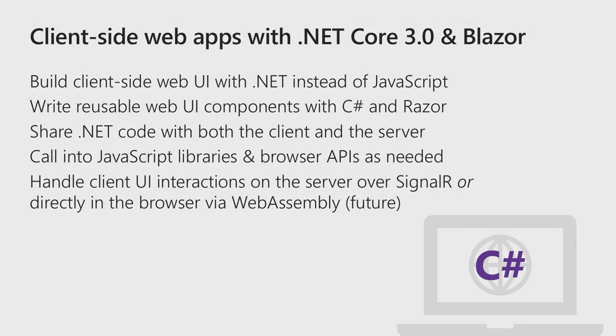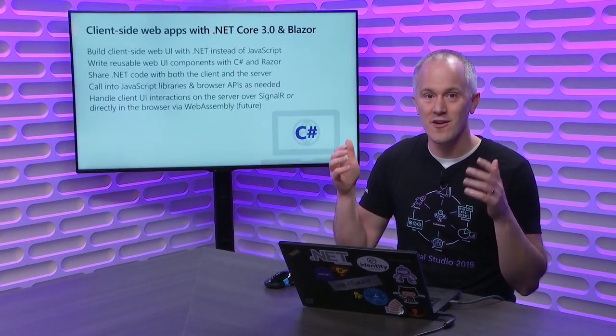And this is great because it enables you to share .NET code both on the server and on the client. You can have shared common logic. If you still want to call in JavaScript, you can do that too. You can call into existing JavaScript libraries and browser APIs using JavaScript interop. Initially, we will support two hosting models for these kinds of applications. We will support hosting these apps on a server where all of the UI interactions with the browser get handled over a SignalR connection. Or we will also support hosting these applications client-side in the browser on top of WebAssembly.